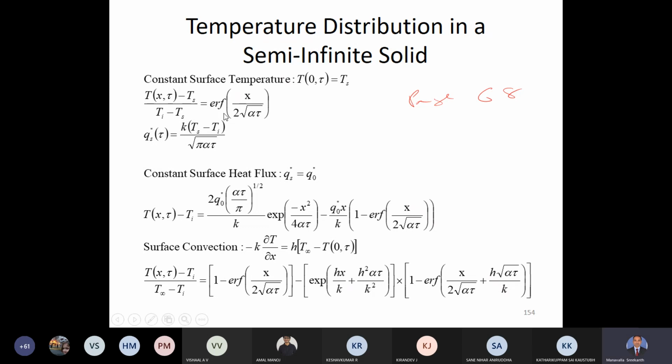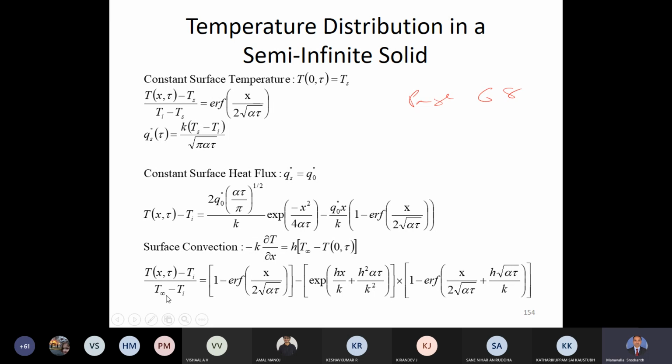So once you have found this error function value, you can substitute here and find the temperature. Again, this solution is complex, therefore we are not going into the solution, only the final equation is given. There are also graphs for this. Now this is the value of the heat flux, which can also be calculated. Similarly, for a constant heat flux surface condition, this is the equation for temperature distribution, and you can see it is a little bit complicated compared to this.